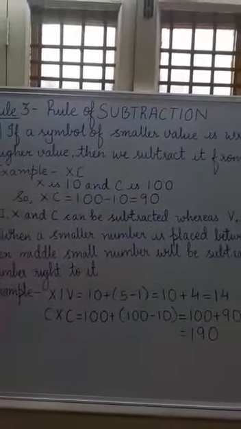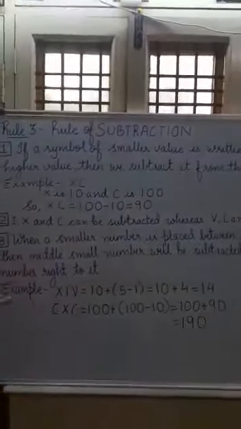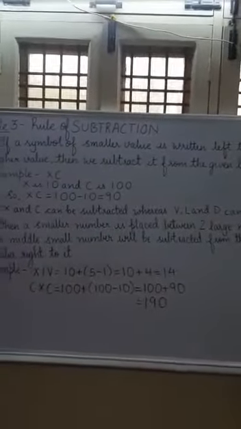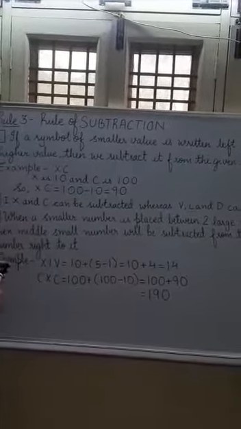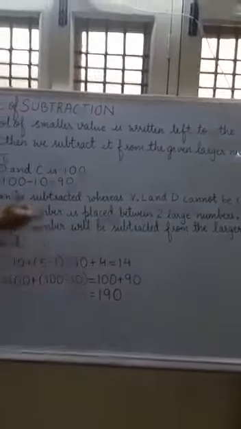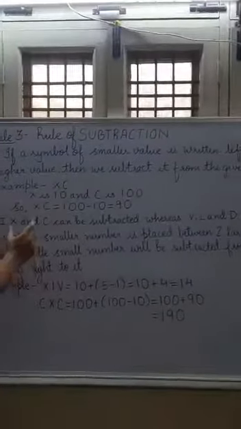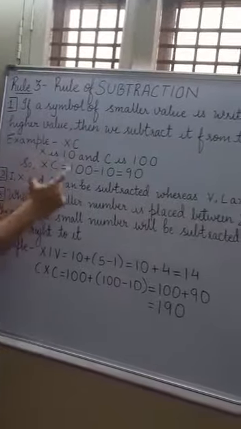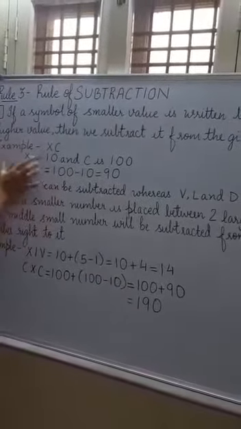Number 3 is the rule of subtraction. Point number 1 in this is, if a symbol of smaller value is written to the left of the higher value, then we subtract it from the given larger number. That means if the smaller number is written before the larger number, then you are going to subtract the smaller value from the larger one. I am going to explain this with the help of an example.